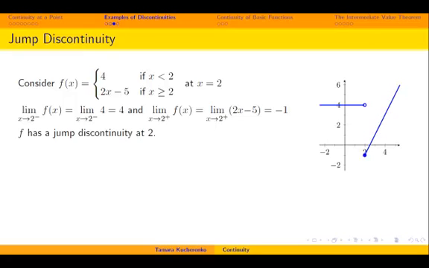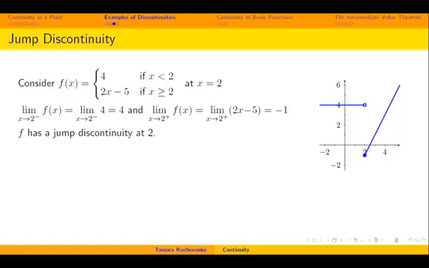The graph of f is a horizontal line y equals 4 to the left of 2, and the line y equals 2x minus 5 to the right of 2. Notice that the graph jumps down from the value of the left-hand limit, 4, to the value of the right-hand limit, negative 1. The size of the jump is the difference between these two limits.